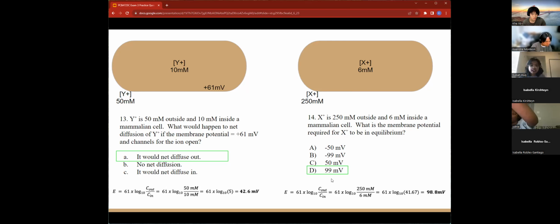Then 14 is more simple. It's just asking what the membrane potential required for it to be in equilibrium is, and that's basically the definition of the Nernst potential. It's the membrane potential that tells you what an ion needs to be in equilibrium. So for this one, it's just a simple calculation of the Nernst potential, and that's how you get D.